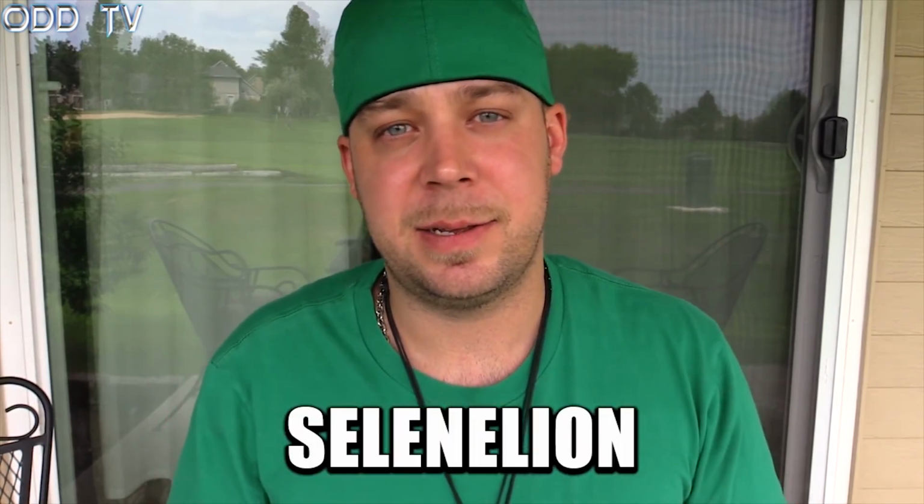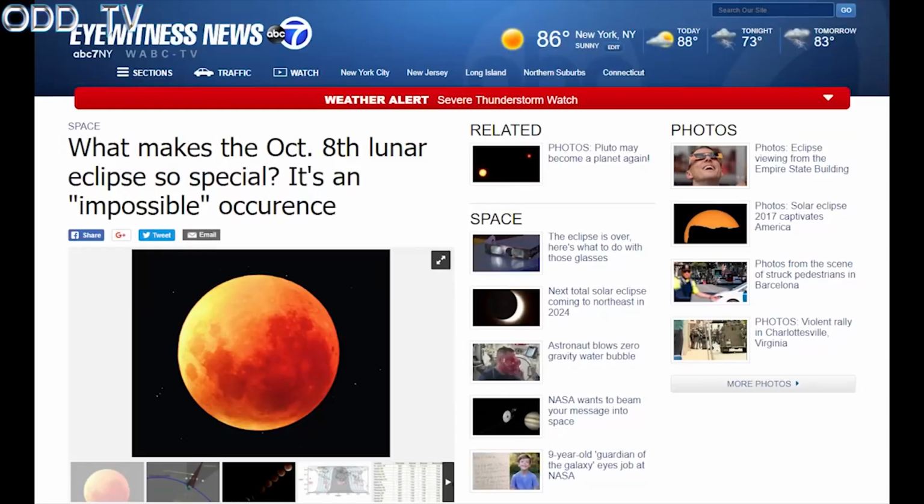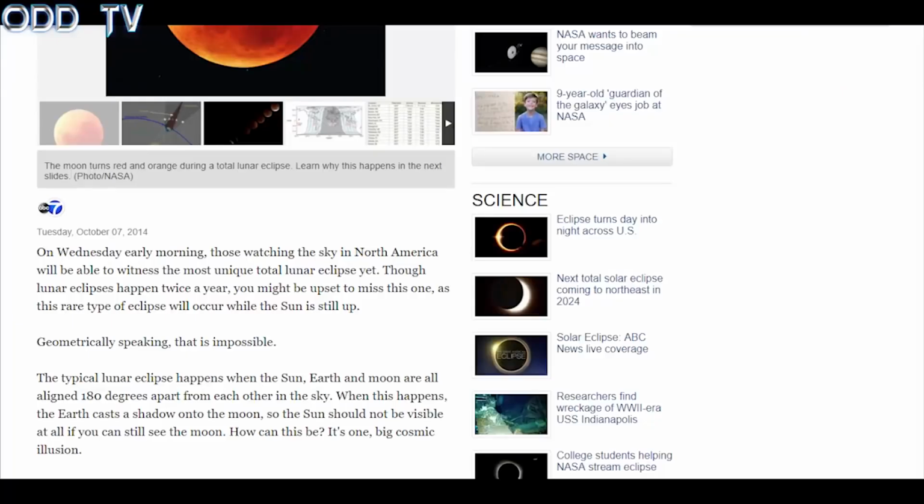Look it up for yourself. It's called a selenelion. And you can find websites that'll tell you. There, I'll show you one right here. What makes October 8th lunar eclipse so special? It's an impossible occurrence. It says, on Wednesday early morning, those watching the sky in North America will be able to witness the most unique total lunar eclipse yet. Though lunar eclipses happen twice a year, you might be upset to miss this one, as this rare type of eclipse will occur while the sun is still up.